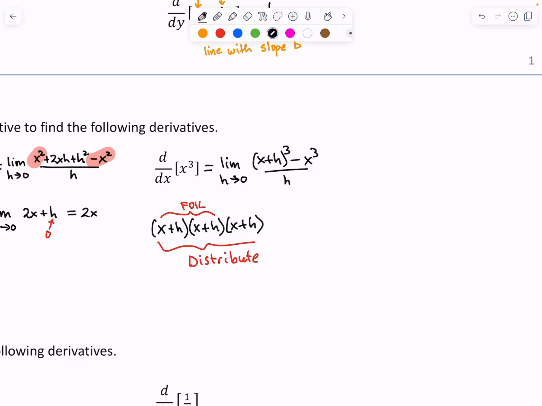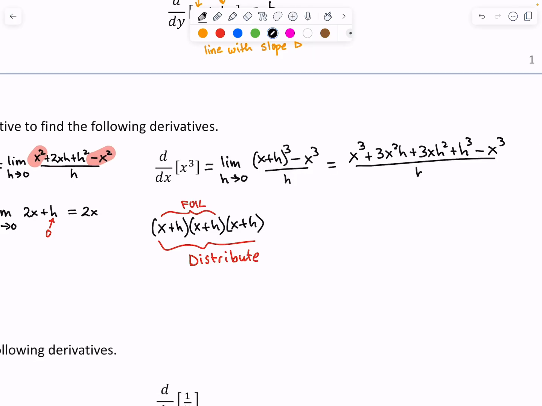We've done this in prior lectures. I'll just put the result of doing this process. You would get x cubed plus 3x squared h plus 3xh squared plus h cubed. I'll leave it to you to verify that. And then we have minus x cubed all over h. And of course, we're doing a limit as h tends to 0.